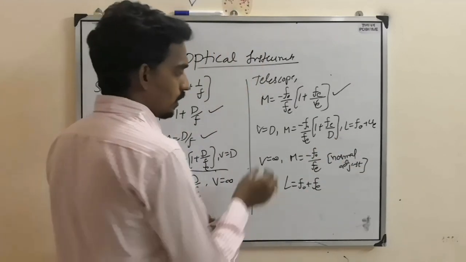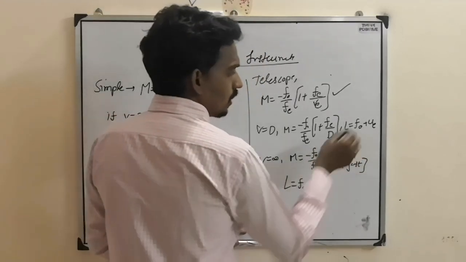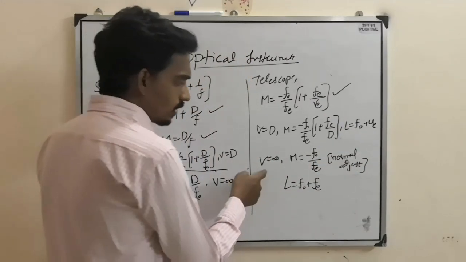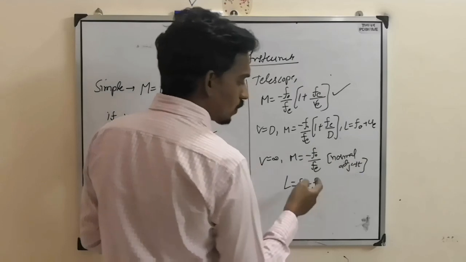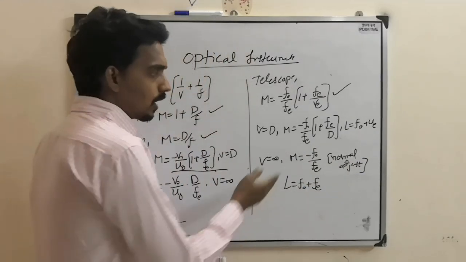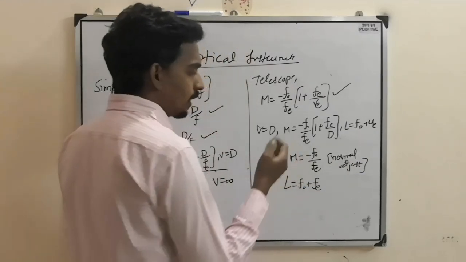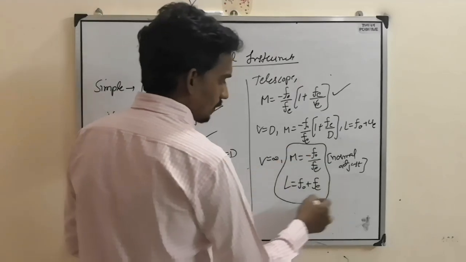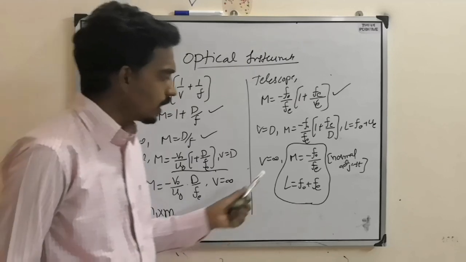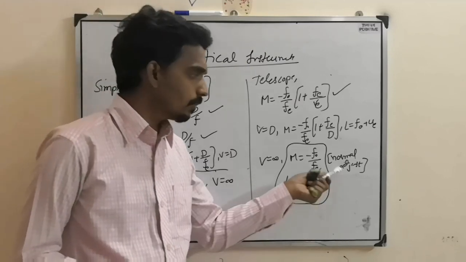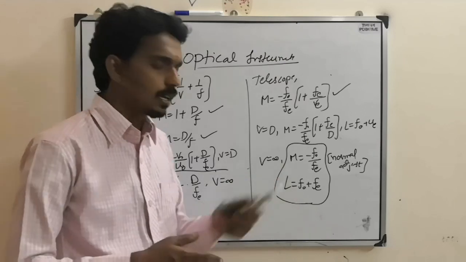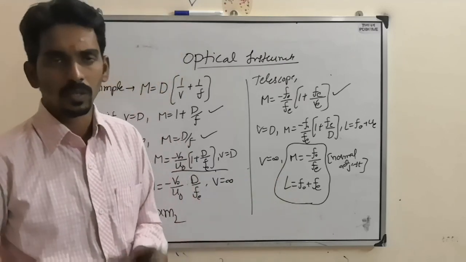Usually they will ask questions. Under this condition it is F0 plus UE, and under this condition UE equals Fe. So these are the two formulas you need to remember, and many times they ask questions based on this. When the final image is at infinity, they will mention in the question as normal adjustment. So based on this also they used to give questions.